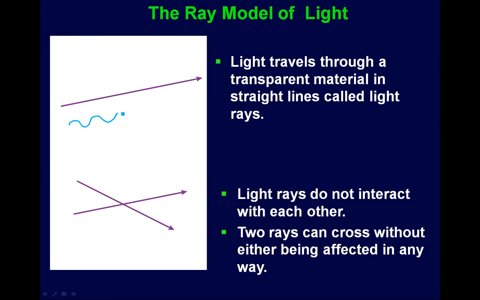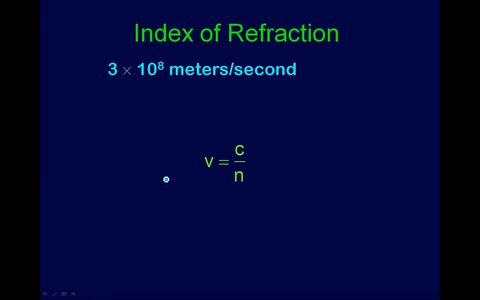Sometimes I'll draw them like little curvy things here, but either way they'll be moving in straight lines. And one thing is that light rays do not interact with each other, and they can cross each other without being affected in any way. And so the first thing we'll talk about is the speed of light.